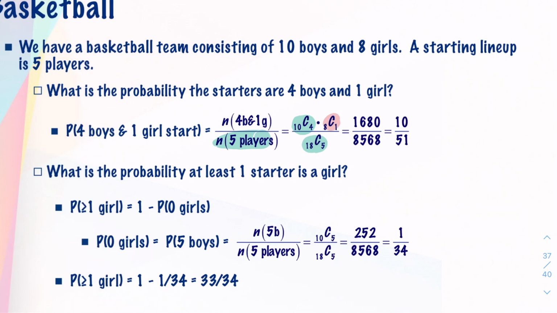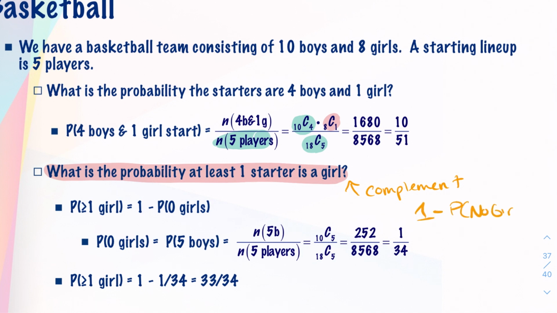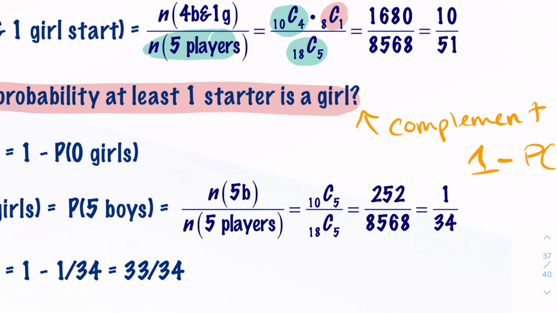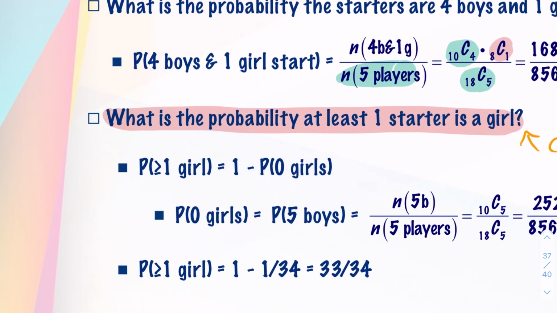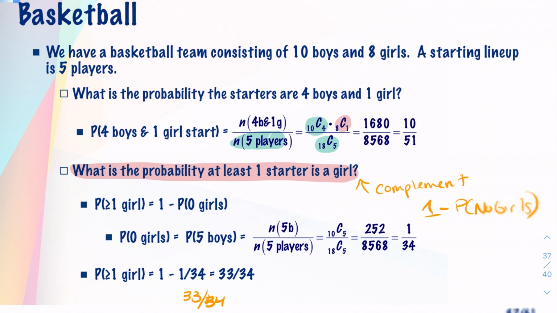Now again, I wouldn't be a good statistics teacher for you guys if I didn't say at least one starter is a girl. At least one. I want you to think the complement, or 1 minus the probability of no girls. That's what we're looking for. Probability of no girls, which would be 5 boys. So we take 10 choose 5, 5 people start, over 18 choose 5, and we get 1 over 34. So what's the probability that we have at least one girl playing? Well, that's a 33 out of 34 chance, which is pretty high.